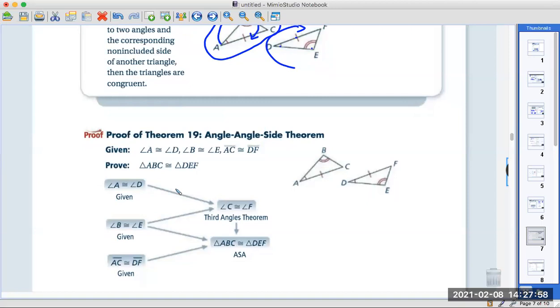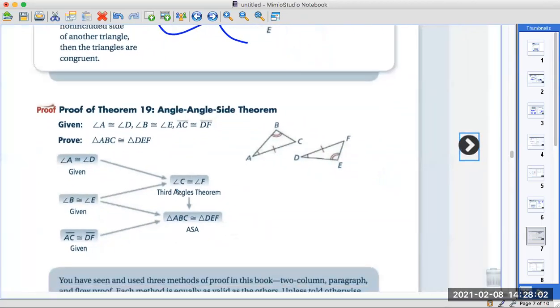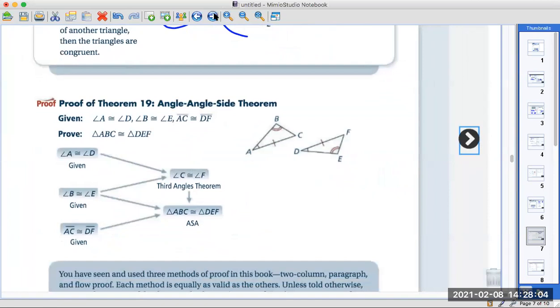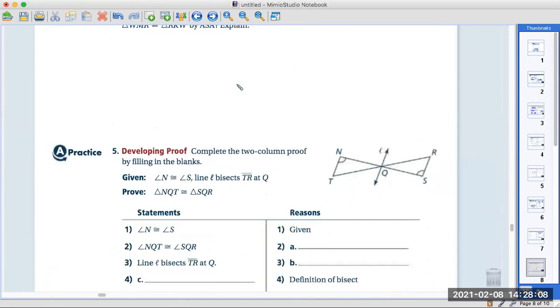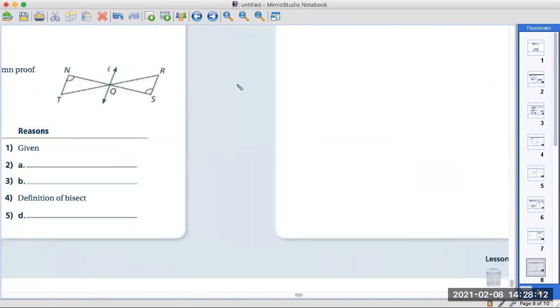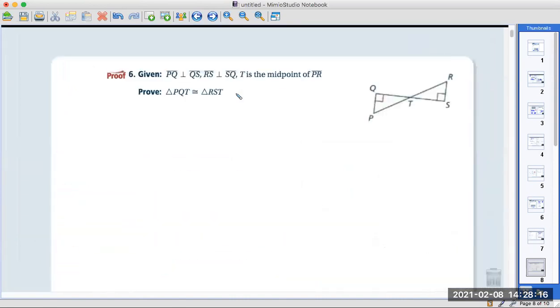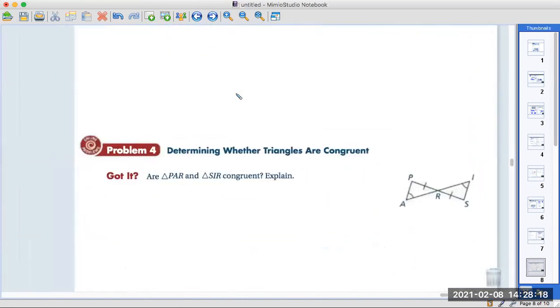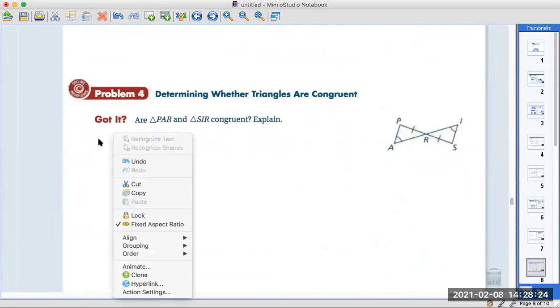And I'm skipping all these proofs. I'm skipping the next page. We are on page 143. This is page 143, problem 4. Yep, there we are. Determining whether triangles are congruent. Are the two triangles congruent?